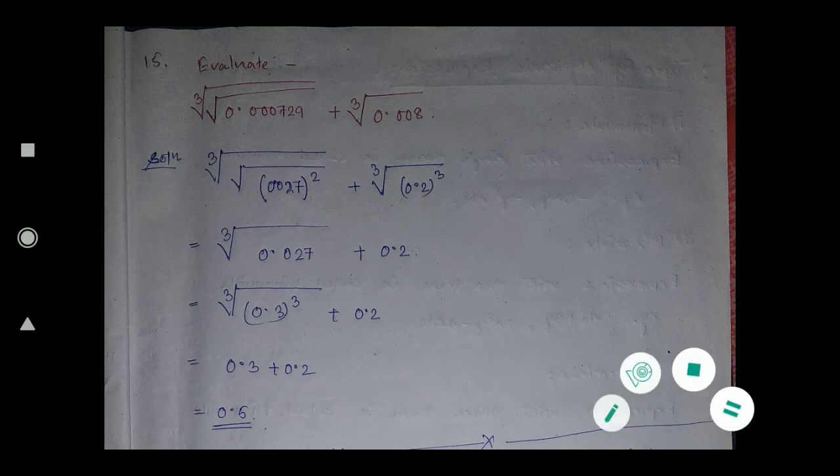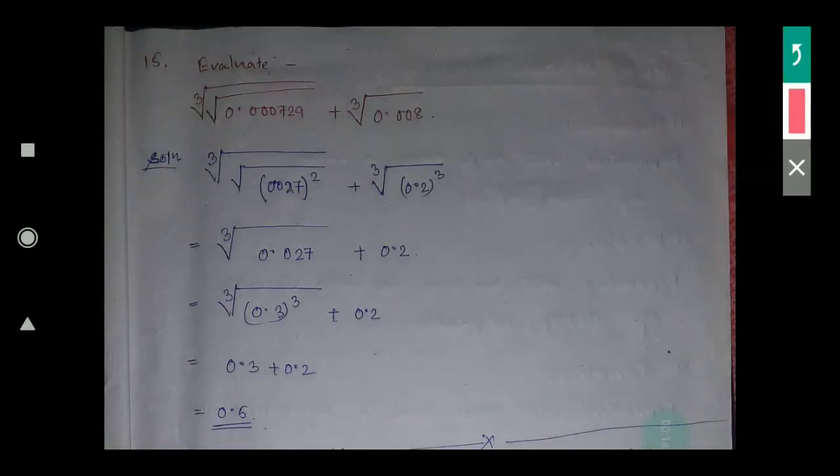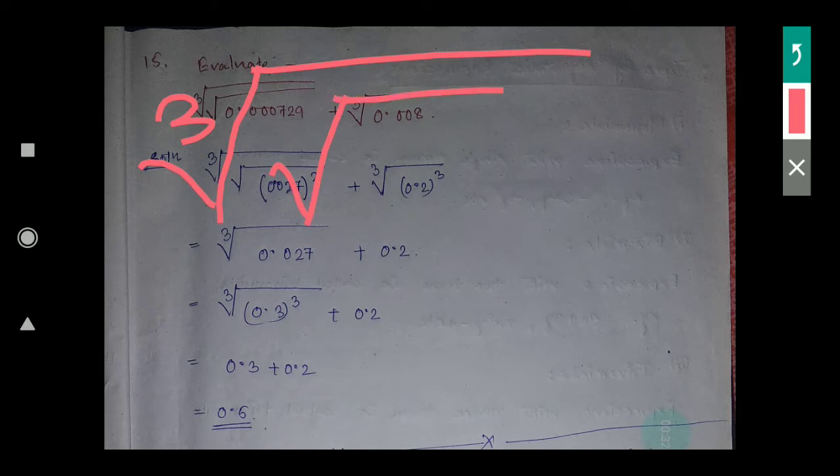In this question it is given: evaluate the cube root of the square root of 0.000729 plus the cube root of 0.008. The first thing you have to see is the difference: the outer root is a cube root, and after that it is given a square root. Here 3 is not there, that means it is a square root.